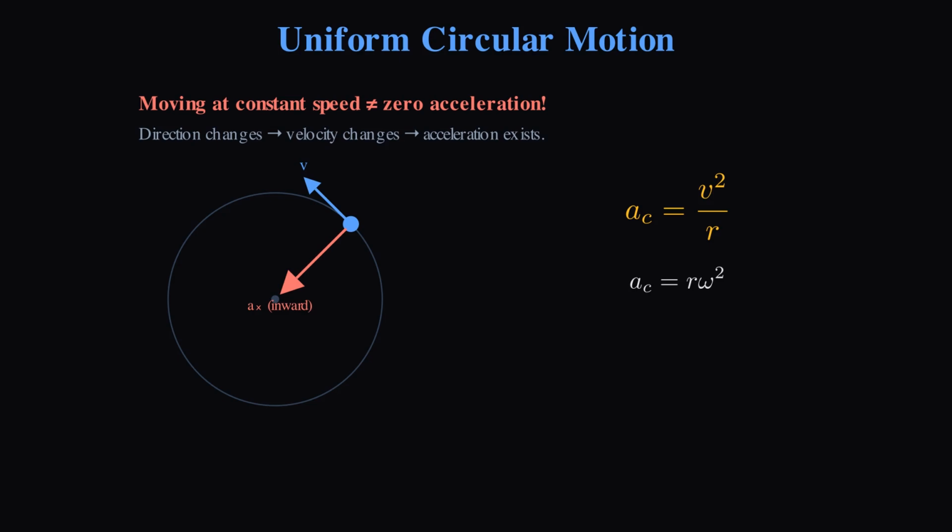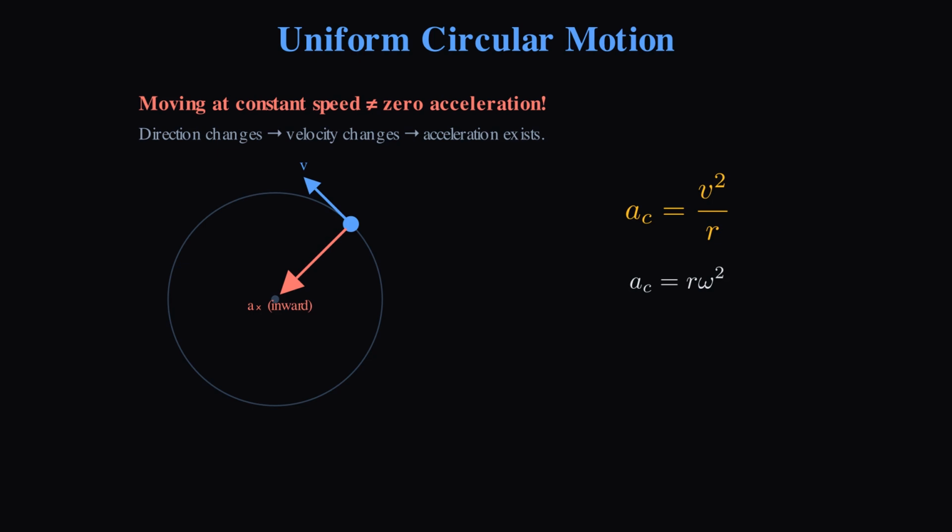The direction of centripetal acceleration is always toward the center, always perpendicular to the velocity. Because it is perpendicular to the velocity, it cannot do work and cannot change the speed, only the direction. This is precisely why the speed stays constant, while the direction continuously changes.